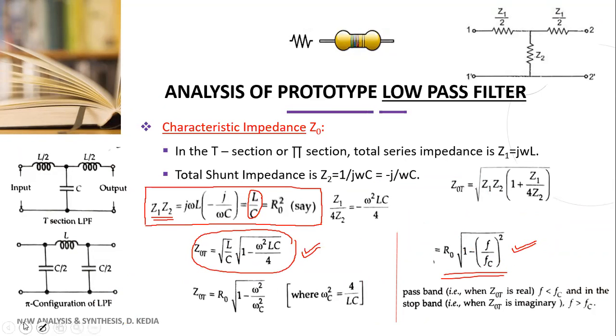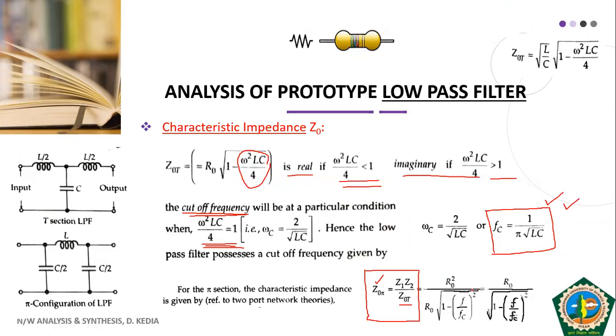That's it. So if you do that, we know that Z1 Z2 is what? Z1 Z2 is nothing but R naught square. This we have taken from previous slide. Okay. And if you solve this, this becomes your characteristic impedance for your Z naught pi. Fine. So here also the same logic applies.